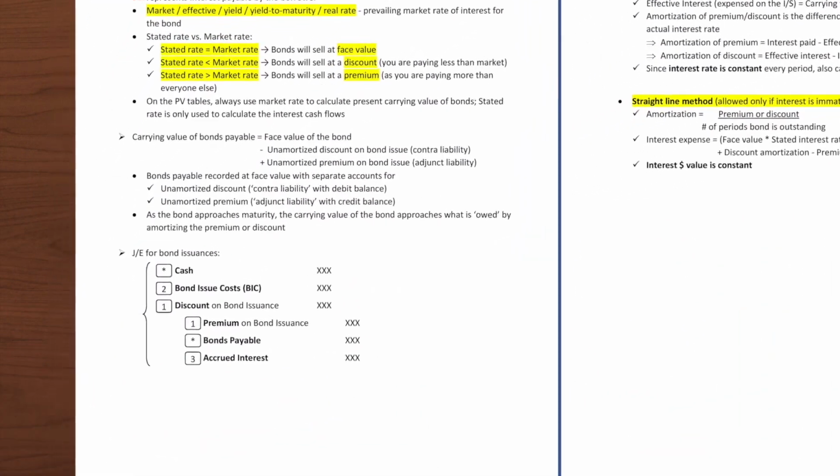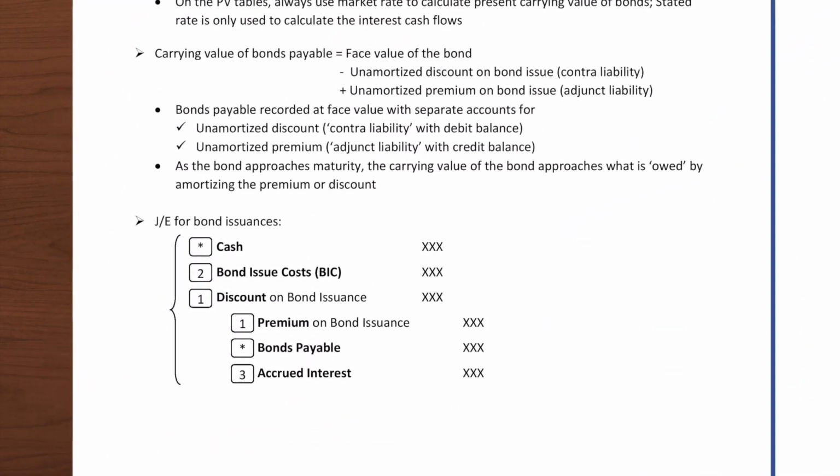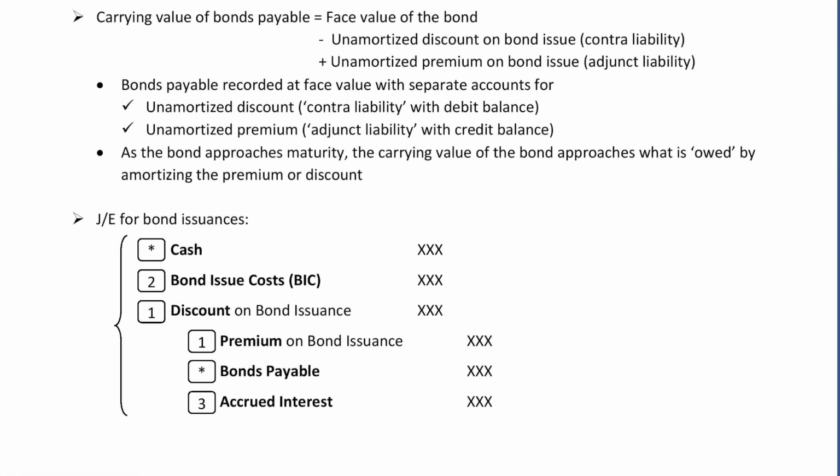Now I want you to flip back to page 8. Towards the bottom of this page, we're looking at a journal entry for bond issuances. This one is very important. Put a star there, because if you understand this journal entry, you can handle any sort of problem on bond issuance. Highlight cash, because that's what's coming in on issuance of bond. This bond issue cost might be applicable at the issuance of bonds.